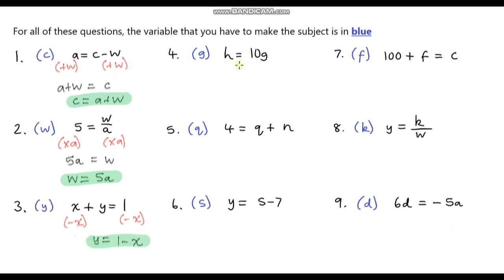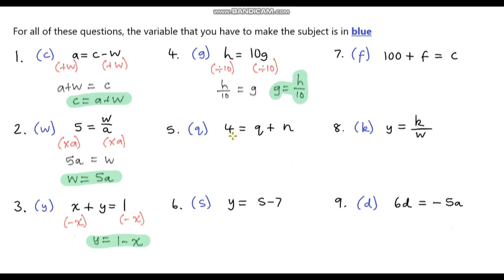So we've already got the variable on the left hand side, so that will be my final answer. Question 4, h equals 10g, and we need to make g the subject. So at the moment we are multiplying by 10, that's what this means. So to get g on its own, we need to do the opposite, which is divide by 10. So I'm going to divide both sides by 10. So on the right hand side, I've got h over 10, and on the left hand side, I'm just going to be left with g. I'm just going to switch these round, so my final answer is g is equal to h over 10.